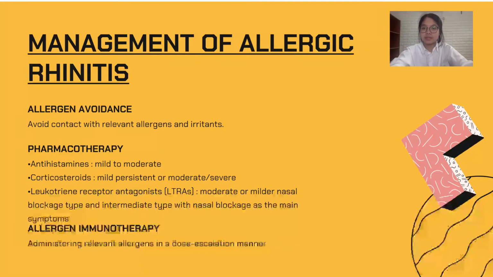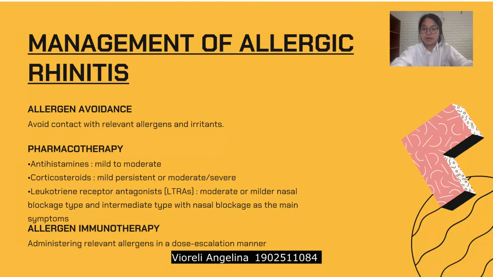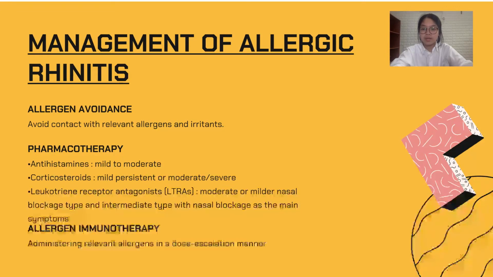Okay, so the next one is management of allergic rhinitis. First is allergen avoidance. People with allergic rhinitis are advised to avoid contact with the relevant allergens and irritants. The second one is pharmacotherapy. It consists of anti-inflammatory therapies and medications for symptom relief, which are antihistamines, corticosteroids, leukotriene receptor antagonists or LTRAs, and sometimes decongestants. And the third one is allergen immunotherapy. It is used for patients for whom pharmacotherapy and optimal allergen avoidance are insufficient to control the symptoms.